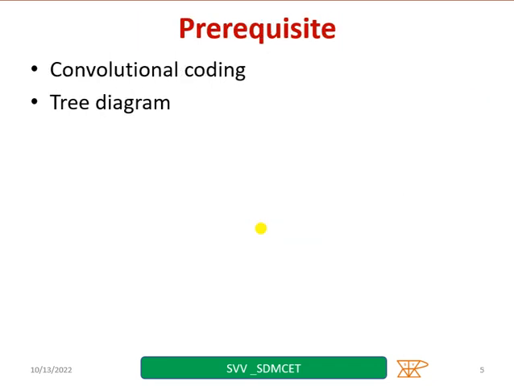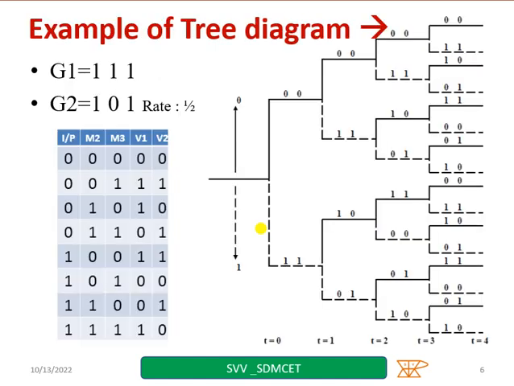Prerequisite: one should know convolutional coding, and should be able to draw a tree diagram. Example of a tree diagram: I have taken generator polynomials G1 as 111, G2 as 101, half rate, and this is one sample tree diagram that has been drawn. Before you proceed, my suggestion is to learn how to draw the tree diagram, because it is a prerequisite for the algorithm.